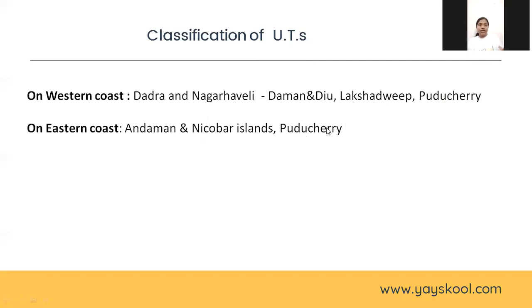So here, if you are observing carefully, you can get a doubt. Why is Puducherry mentioned in these two categories? It is on the western coast, it is on the eastern coast. Why? Because there are certain areas of Puducherry that lie towards the eastern coast as well as towards the western coast. So all these together constitute Puducherry. They are scattered here and there. That is why I mentioned it on both the eastern coast as well as the western coast. So this is about the classification of union territories.